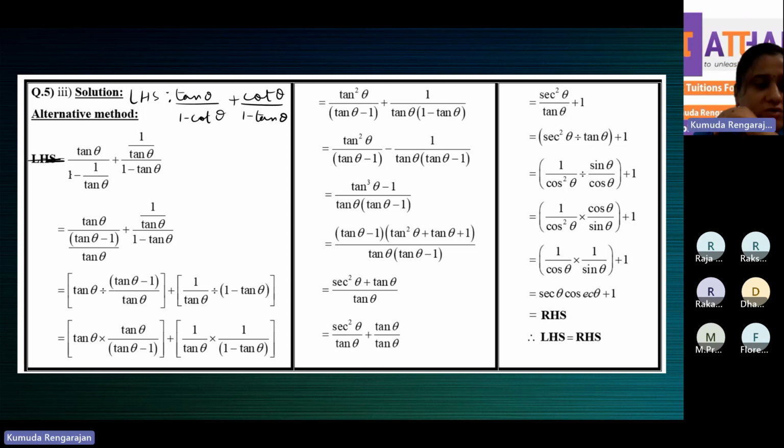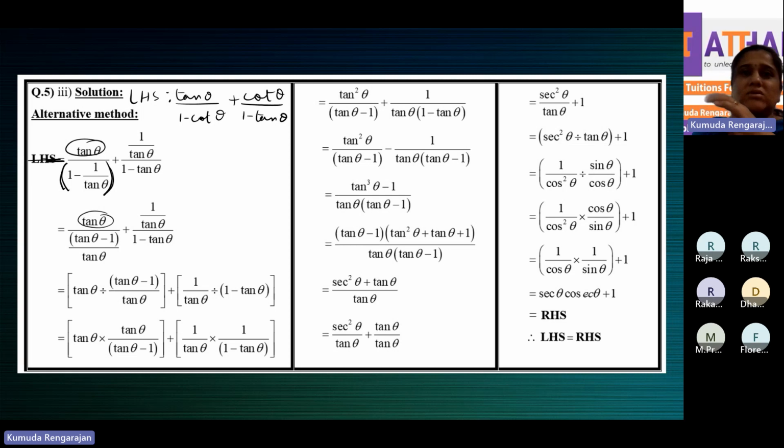Okay. So can you see that we can take the common denominator for this one? Only for this one you can take the common denominator. Correct? So that's what I've done. I've written this tan theta as it is, and here the common denominator. So tan theta minus 1 by tan theta, plus this one as it is, 1 by tan theta by 1 minus tan theta.